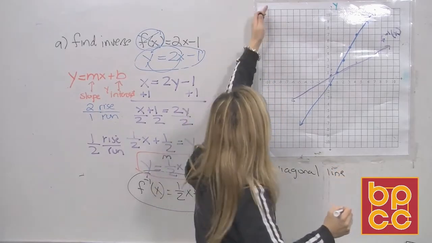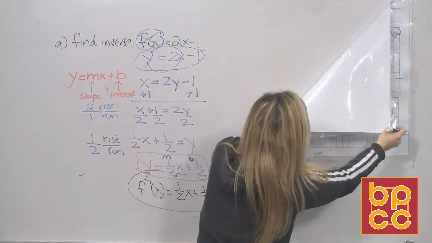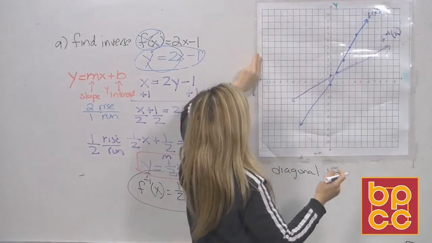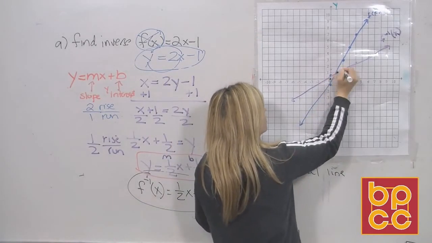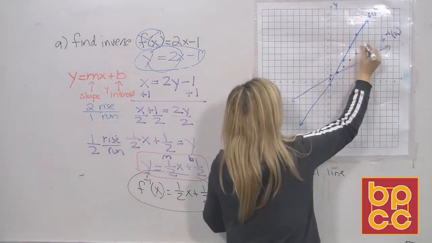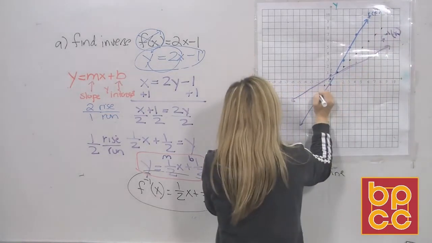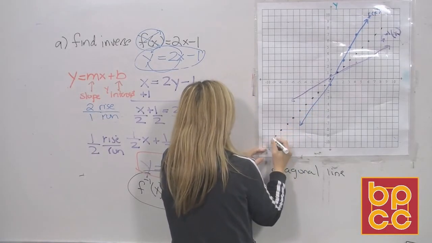If you took this piece of paper and took this corner and folded it over to that corner, the two graphs would fall on top of each other. They would cut across this diagonal line. So I'm going to draw this diagonal line right through the middle of the graph so you can see it. Okay, so in black, I'm going to draw a diagonal line that goes right through the whole graph.